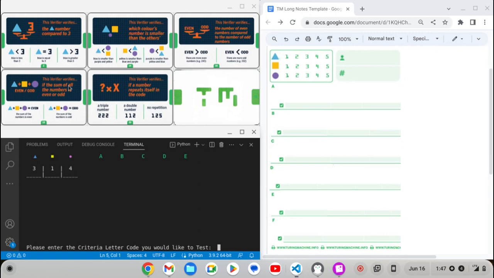And we're going to start off with our initial proposal of 314. So the first thing I want to test is I want to know how many evens or odds there may be in our solution. So I'm going to test criteria card C. Okay, so the Turing machine approves of my proposal of 314. Notice that I do have 2 odds to a single even.